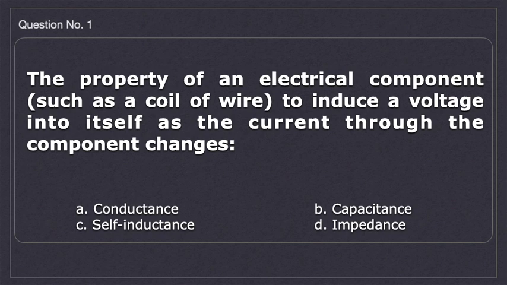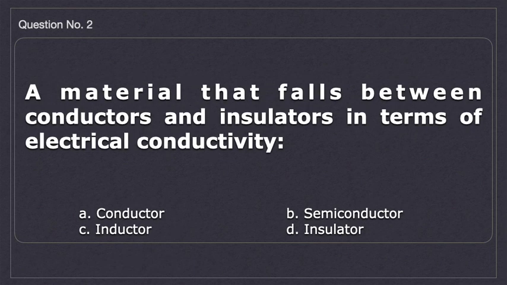Question number 1. The property of an electrical component, such as a coil of wire, to induce a voltage into itself as the current through the component changes. A. Conductance, B. Capacitance, C. Self-inductance, D. Impedance. Answer, C. Self-inductance.